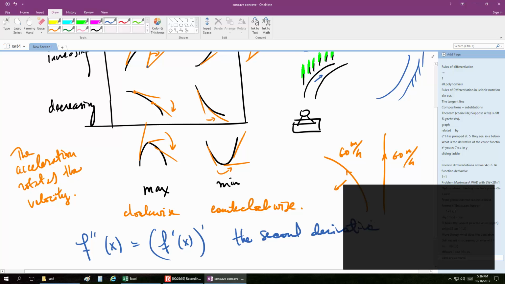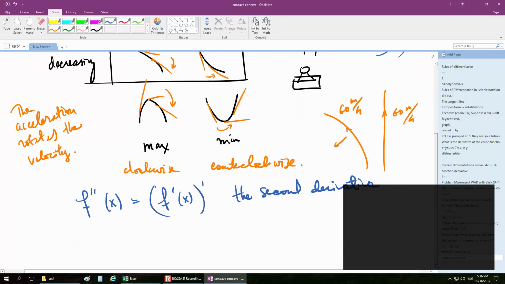And the second derivative of the location is the acceleration. Okay, so that explains why it's happening the way it does. So that's the second derivative. It is the derivative of the derivative. So it is the rate of change of the rate of change.